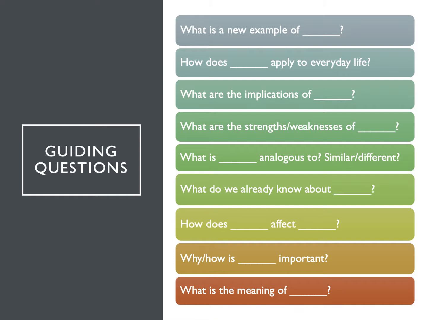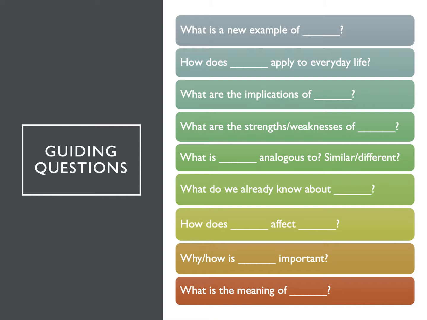How does blank apply to everyday life? How does bureaucratese apply to everyday life? What are the implications of blank? Maybe what are the implications of labels and categories? What are the strengths and weaknesses of using analogies for communication? What is blank analogous to? Or how are they similar or different? Maybe what is communication analogous to? And how is it similar or different to comprehension?